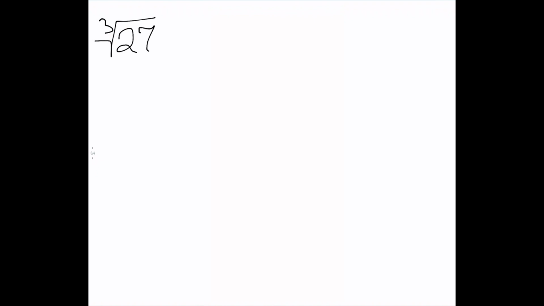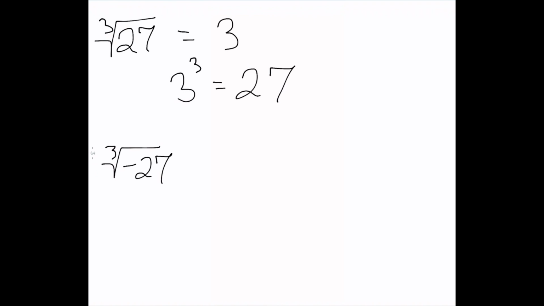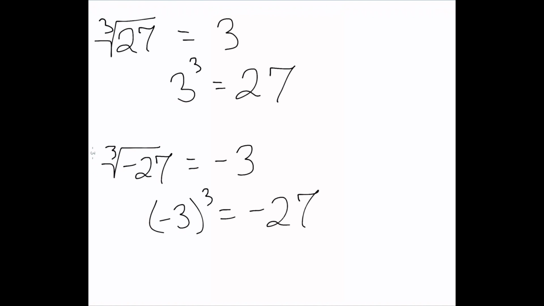The cube root of 27 would be equal to 3, because 3 cubed, 3 times 3 times 3, is equal to 27. The cube root of negative 27 is negative 3, since negative 3 cubed is equal to negative 27. In general, if you're taking a root of an even index, so the square root, the fourth root, the sixth root, you can't take those roots of a negative number, but you can take odd roots of a negative number.